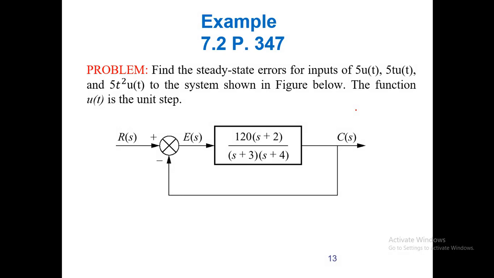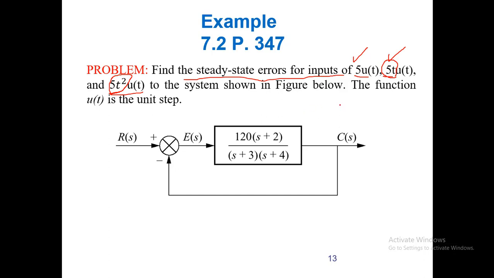So let's do a practical quick example. Let's say this is an example from your book, and we have to find the steady state error for the inputs of 5, 5t and 5t square. So you see that there are actually 3 types of function. The first one is the step function, the second one is the ramp function, because you see that this t is multiplied over here, and the third one is the parabolic function. You can see that t square is multiplied over here.